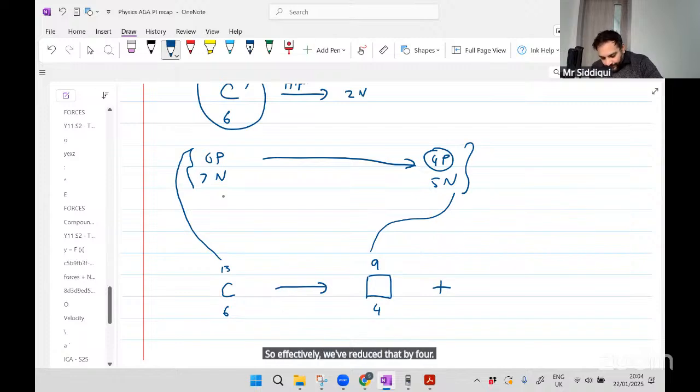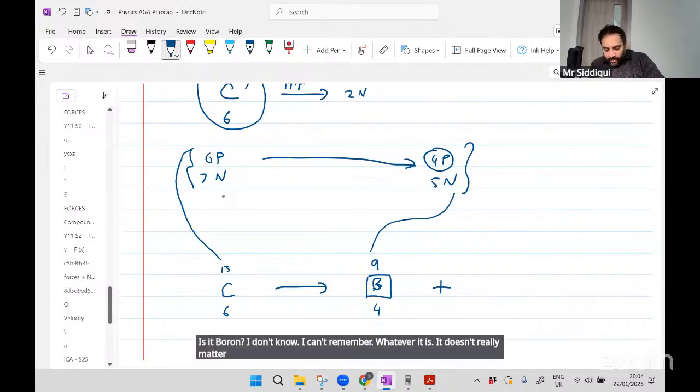And so that's become a new element. Is it boron? I don't know. I can't remember. Whatever it is, it doesn't really matter. But what we need to know now is how to represent the alpha particle that's been emitted.